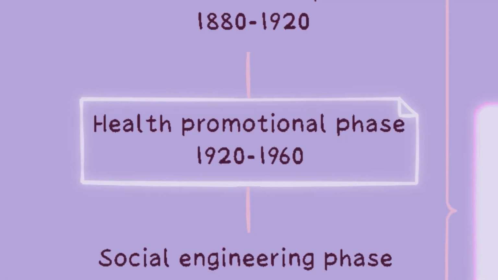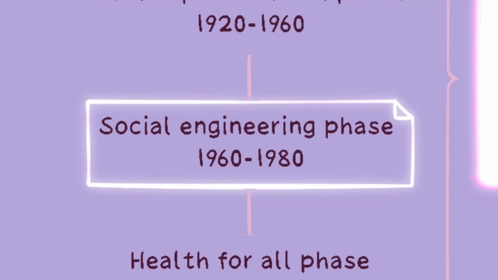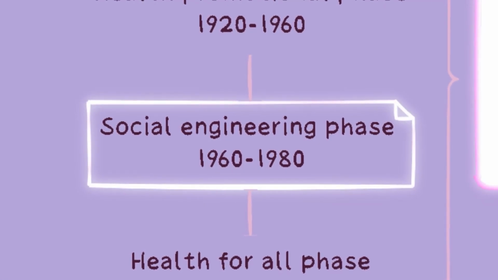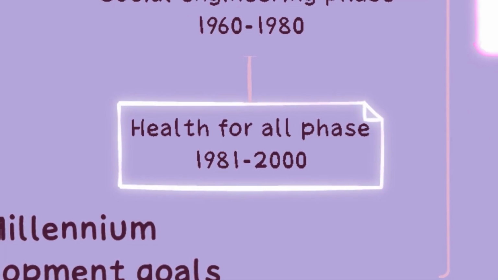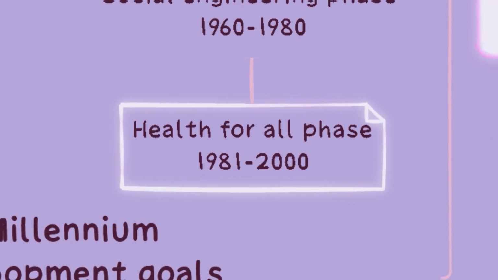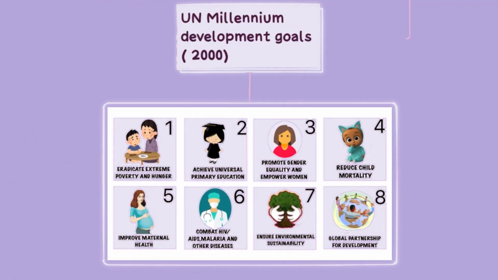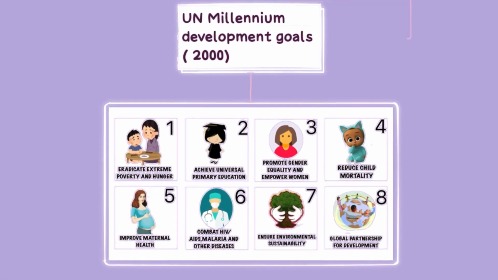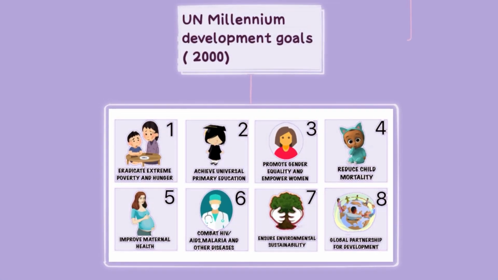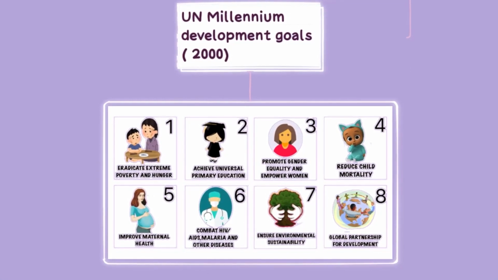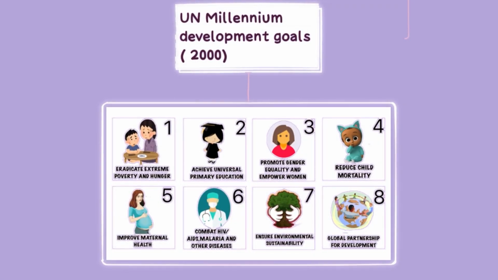The changing concepts in public health can be summarized into four phases: disease control phase, health promotional phase, social engineering phase, and health for all phase. Let's revise these quickly. First up is the disease control phase, which was from 1880 to 1920. Health promotional phase was from 1920 to 1960. Social engineering phase, which lasted from 1960 to 1980. And lastly, health for all phase from 1981 to 2000.